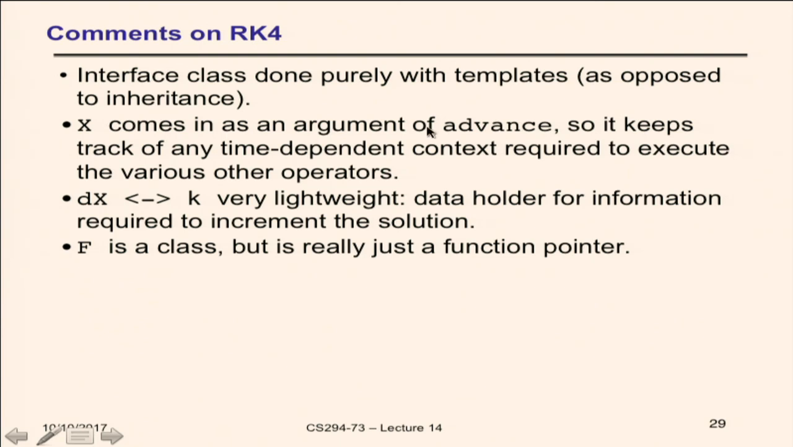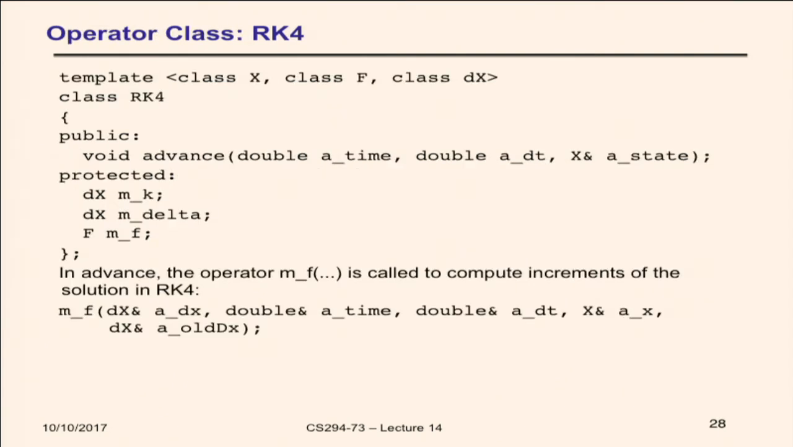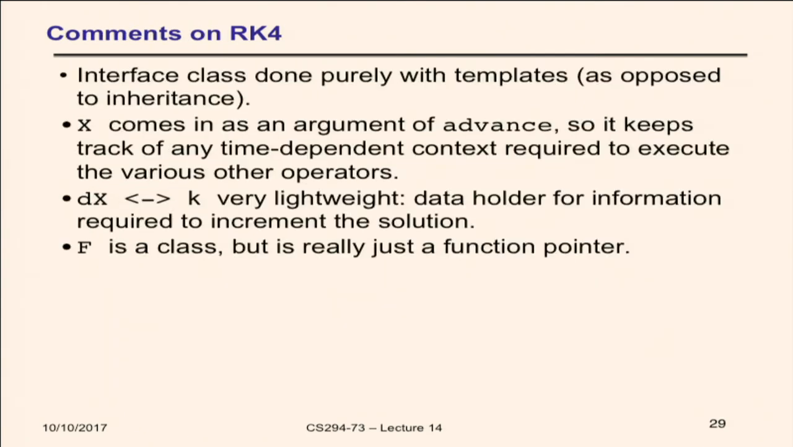X comes in as an argument to advance, so it's coming in from the outside. One of the things about this is that X, as an operational matter, keeps track of any time-dependent context required to execute the other operators. dx looks like K and is very lightweight. It's a data holder for the information required to increment the solution. And as I said, f is a class, but it's really just a function pointer. So again, this is the kind of information that you will need to provide us in the third milestone.